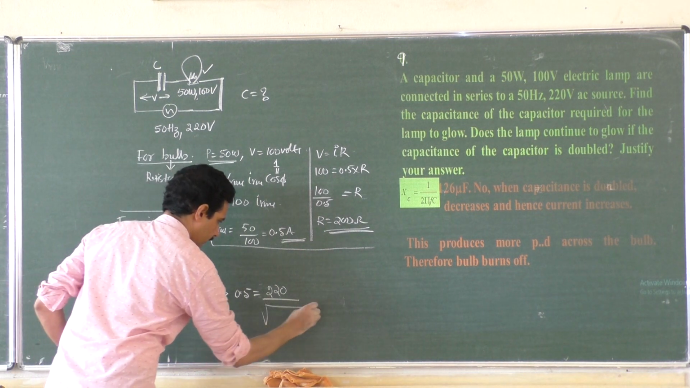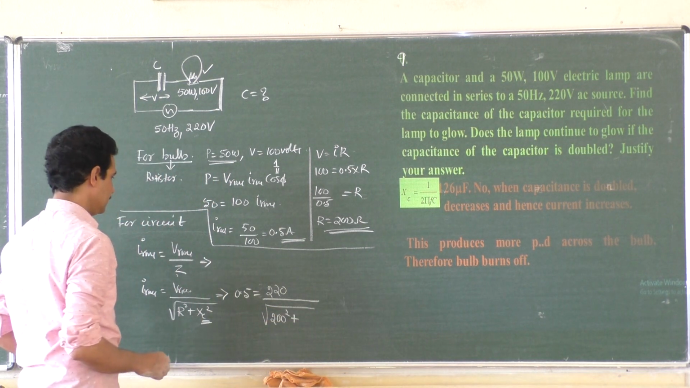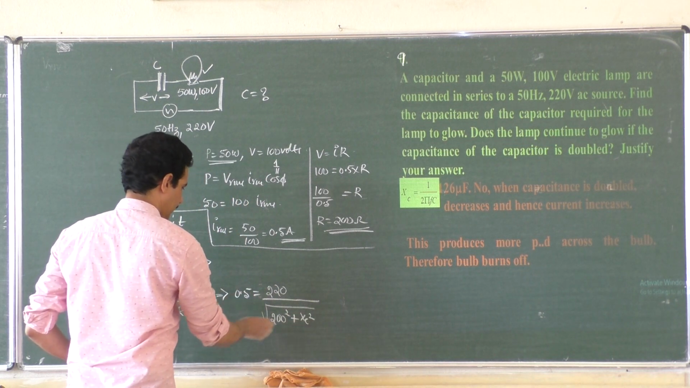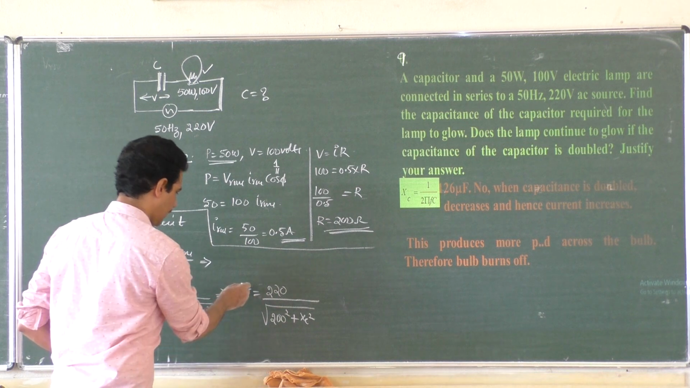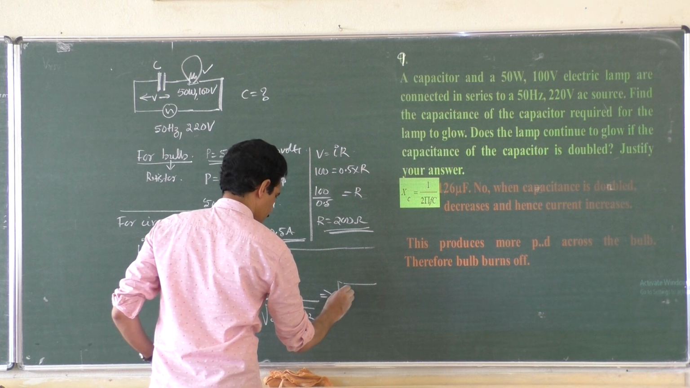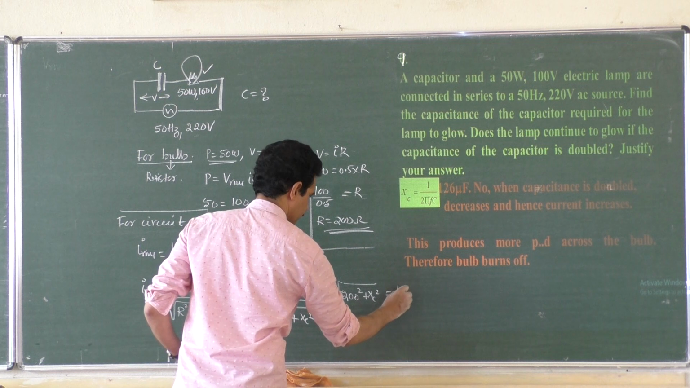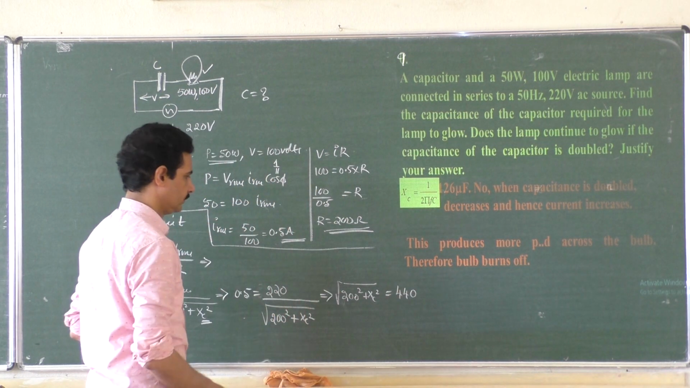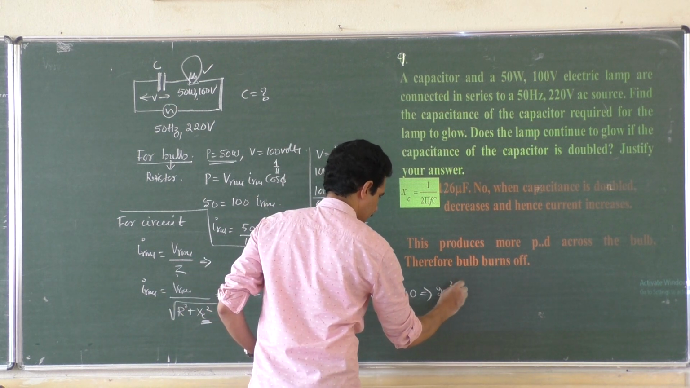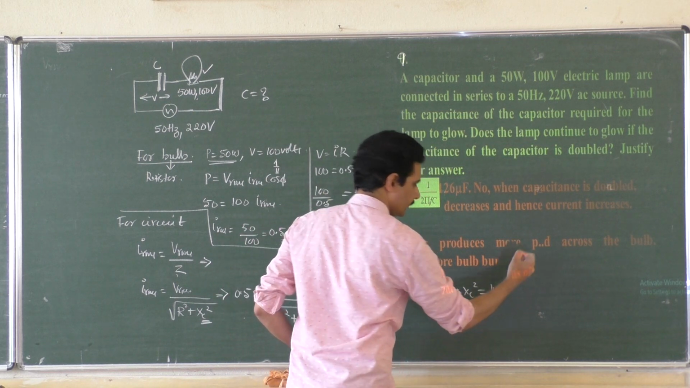Vrms divided by root of R square, 200 square plus XC square. So this 0.5, when it comes here, becomes 440, that is half, right, to 440. That implies root of 200 square plus XC square is equal to 440. Square it. That implies 200 square plus XC square is equal to 440 square.